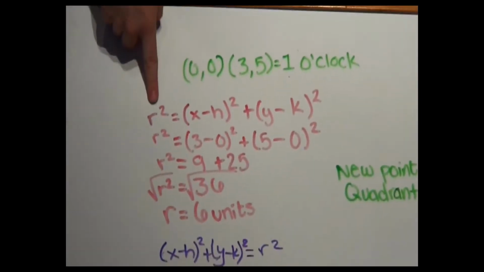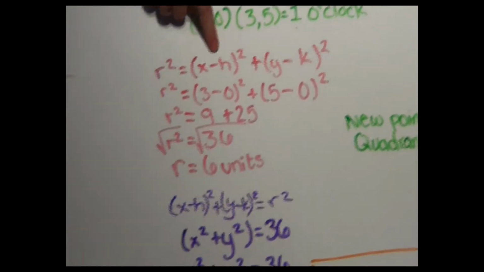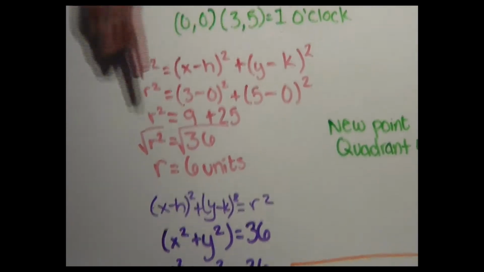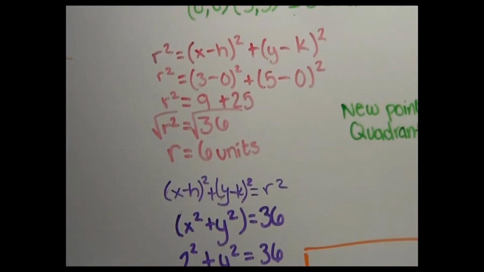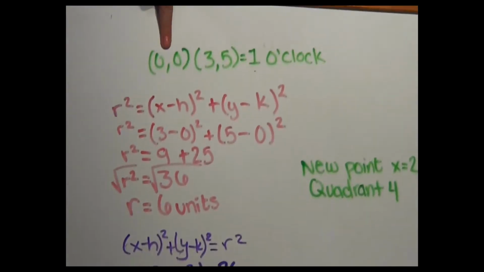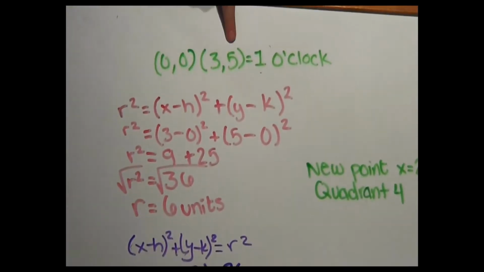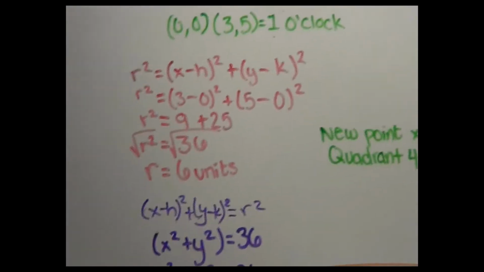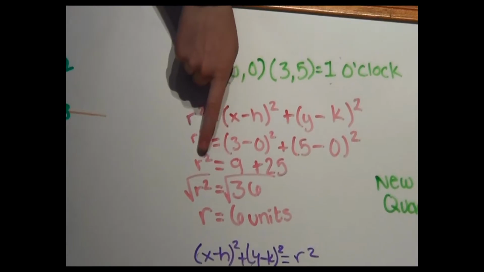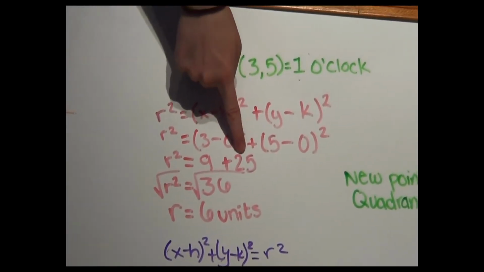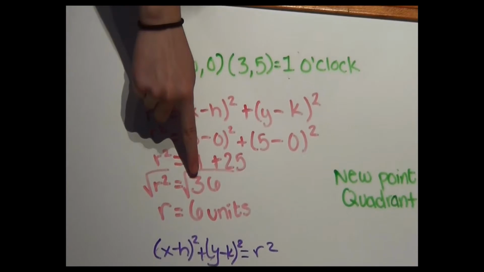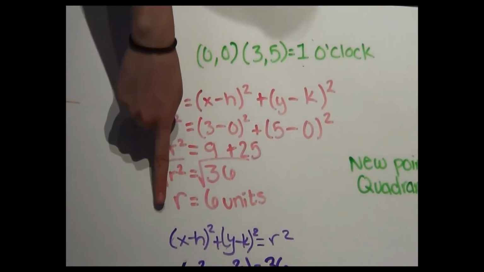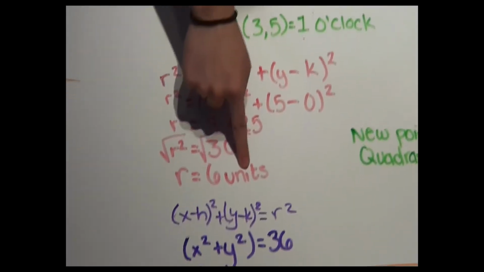The formula for that is r squared equals x minus h squared plus y minus k squared. And when you plug that in, r squared would equal 3 from that coordinate minus 0 from the vertex squared plus 5 from that coordinate minus 0 from the vertex squared. When you simplify that, that will be r squared equals 9 plus 25. Then r squared will equal 36. You square root both sides to get rid of the squared, and you get radius equals 6 units.